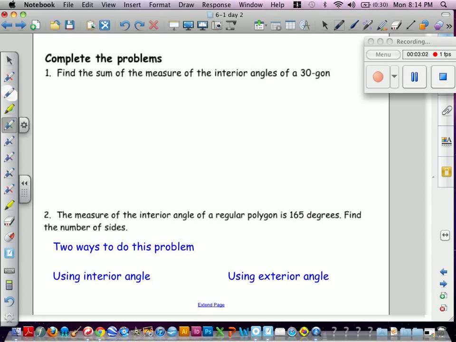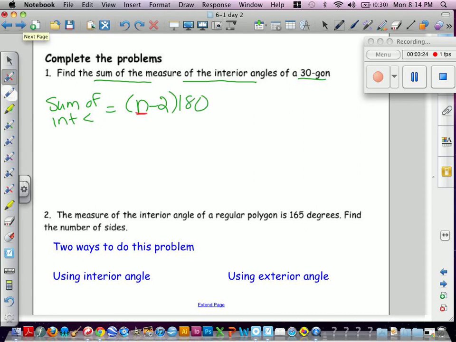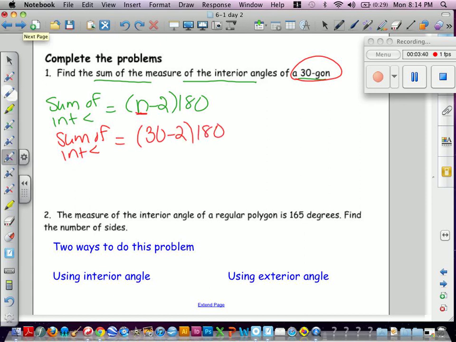I'm looking for the sum of the measures of the interior angles of a 30-gon. So I'm going to use the sum of the interior angle formula, which is n minus 2 times 180. My number of sides is 30. So my sum of my interior angles is going to be 30 minus 2 times 180. This is all the work that you're going to show in your homework.